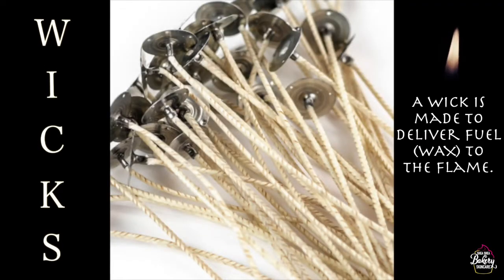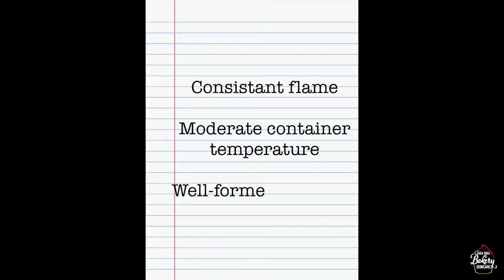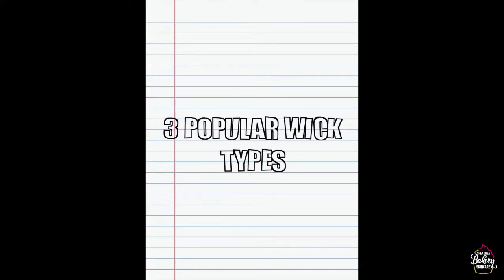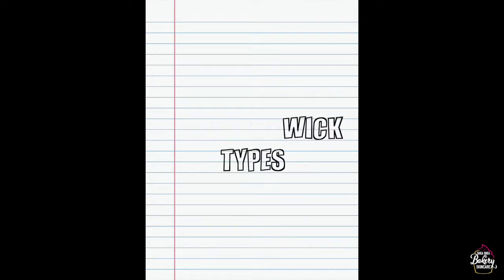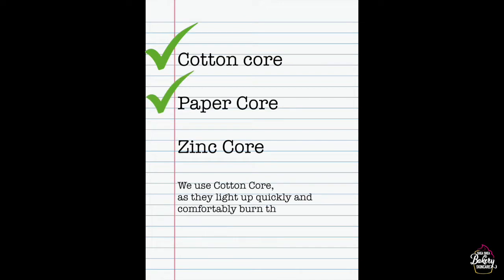Next, we have our wicks. The wick is largely going to determine how your candle will burn. When choosing wicks, you should strive to achieve the following: a consistent flame, a moderate container temperature, and a well-formed wax pool. There are 3 different types of wicks that you can choose: a cotton core wick, a paper core wick, and a zinc core wick.